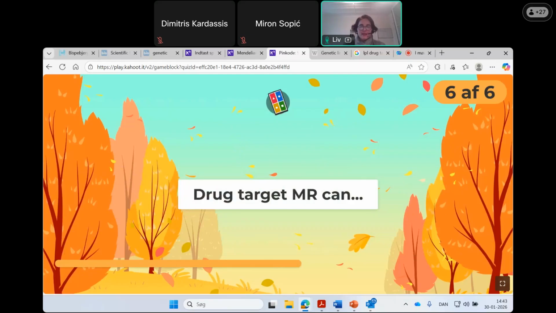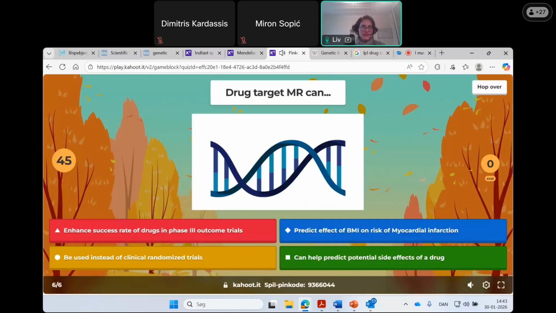Drug target MR can enhance success rate of drugs in phase 3 outcome trials, predict effective dose and action, be used instead of randomized trials, help predict potential side effects. And there can be more correct answers.